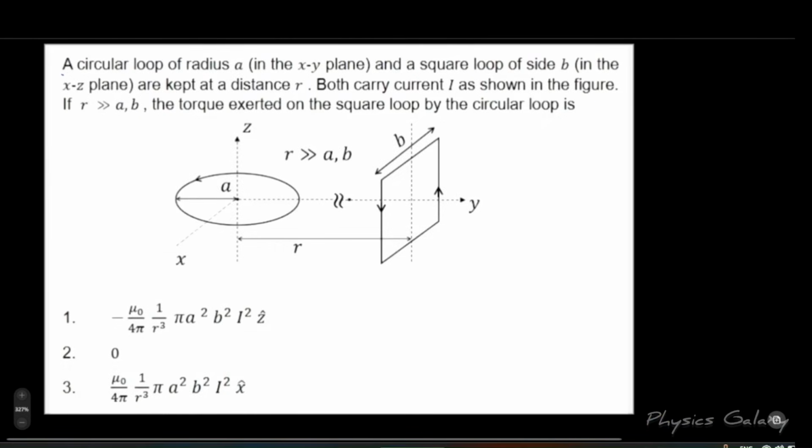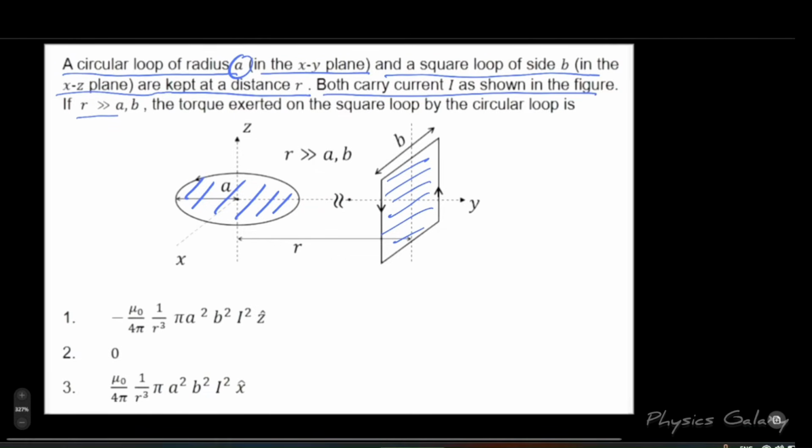The next question is a circular loop of radius a, which is in the xy plane. So this is our circular loop in the xy plane, and a square loop of side b, this is our square loop in the xz plane, kept at a distance r. Both carry current I as shown in the figure. If r is very large compared to the dimensions a and b, the torque exerted by the square loop by the circular loop is. So we have to find the torque.